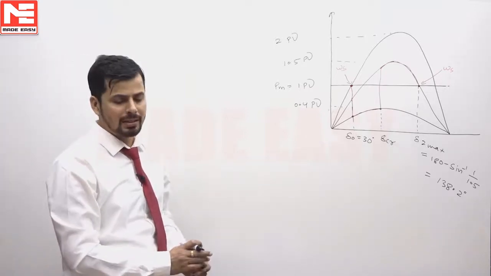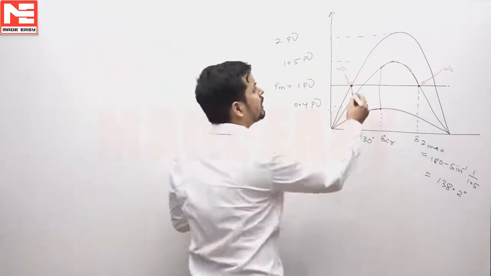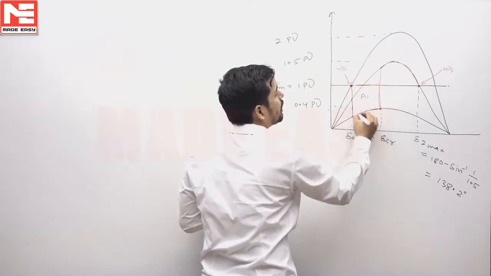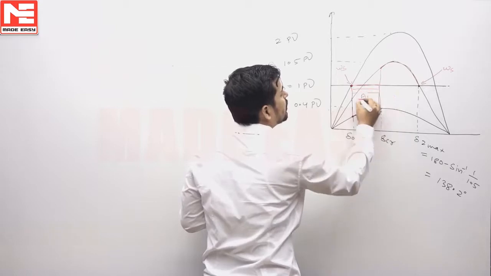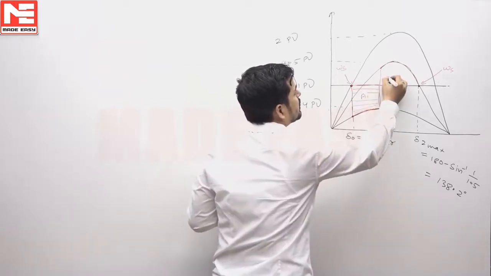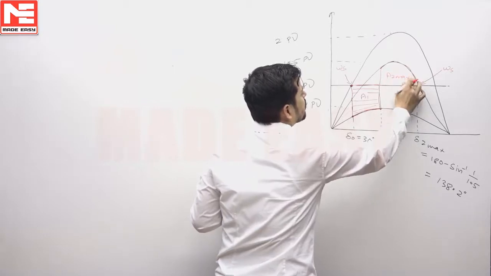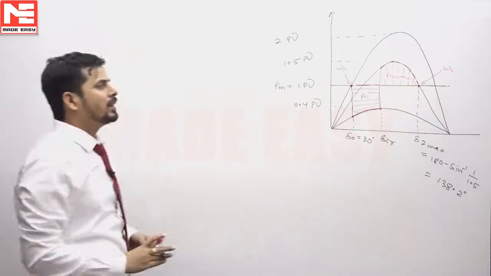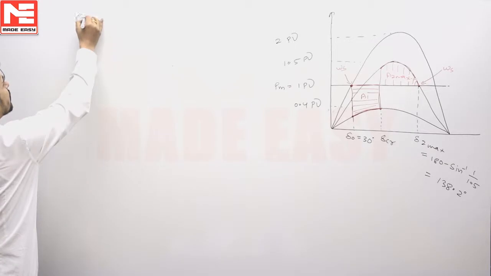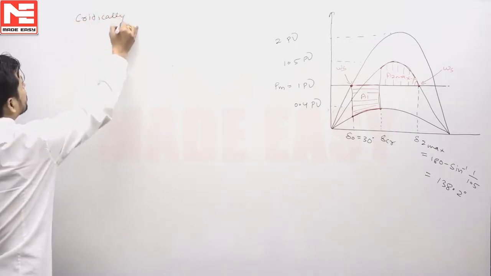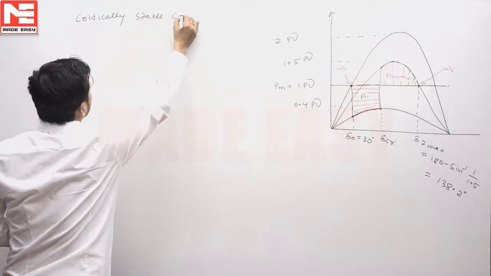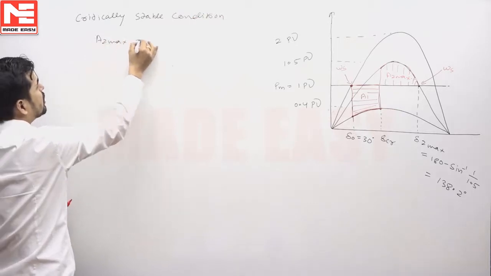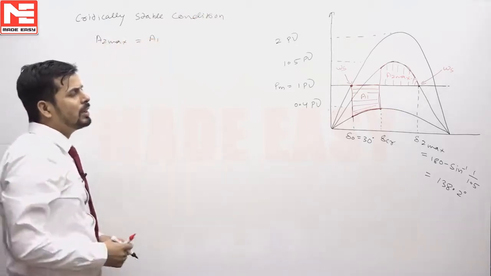First we will find the accelerating area A1. What is this accelerating area? This is the accelerating area A1 shown in this, and this is the decelerating area A2 max. In critically stable condition, A2 max is equal to A1.